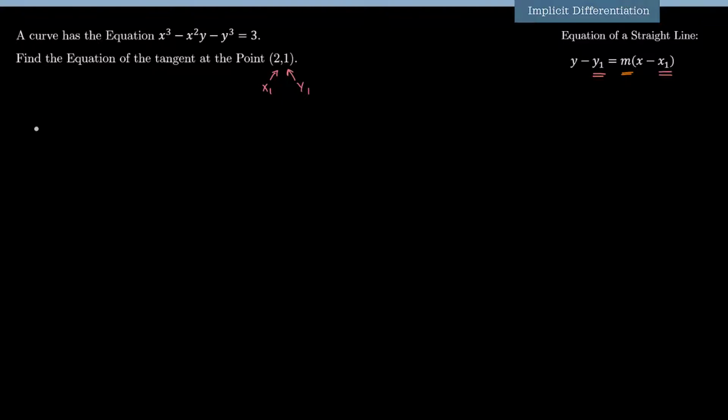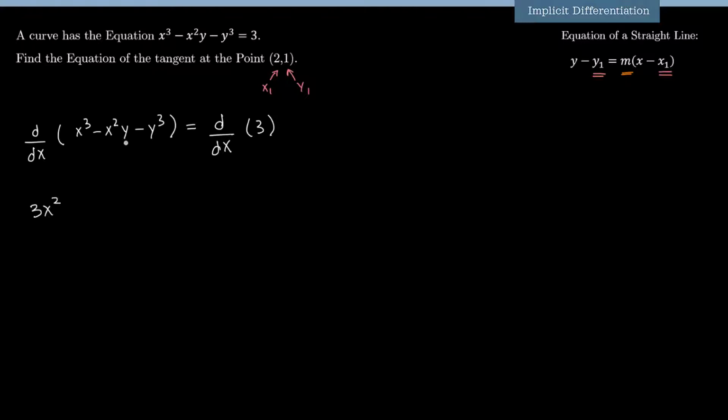So I'm going to take the derivative of the left hand side with respect to x, which is x cubed minus x squared y minus y cubed, equals the derivative of 3 with respect to x. Now when I'm taking the derivative of the left hand side with respect to x, I'll need to differentiate each term separately. The derivative of x cubed, using the power rule, the power comes down, so it's going to be 3x, and the power gets reduced by 1, so 3x squared.